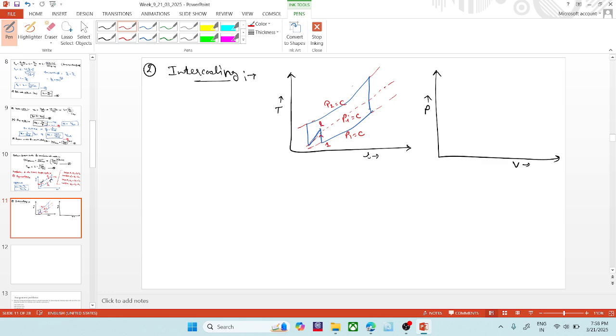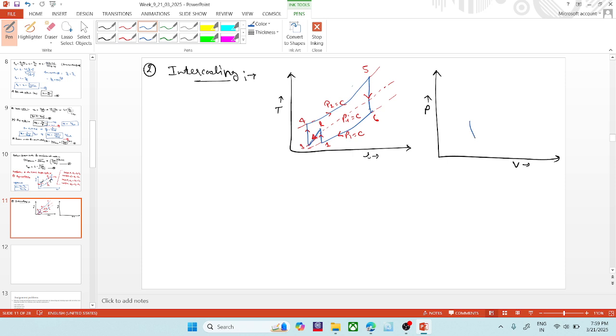So point 1 to 2, it is compressed in the first compressor, then it is cooled down at intermediate pressure Pi to reach point 3, then point 3 to 4 it is compressed in another compressor, then 4 to 5 the heat is added in the combustion chamber, then 5 to 6 it is expanded in the turbine, then 6 to 1 the heat is rejected. The same we can plot on the PV diagram.